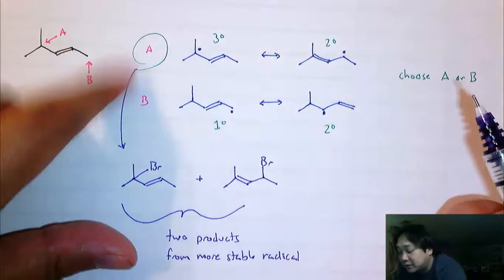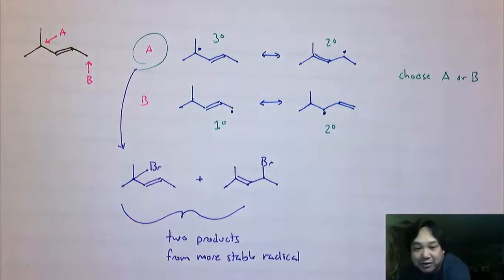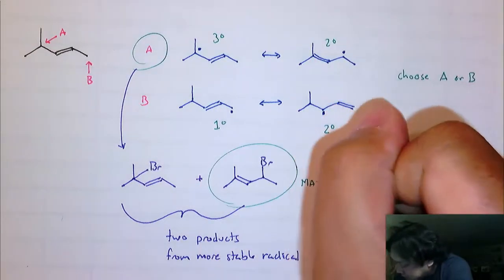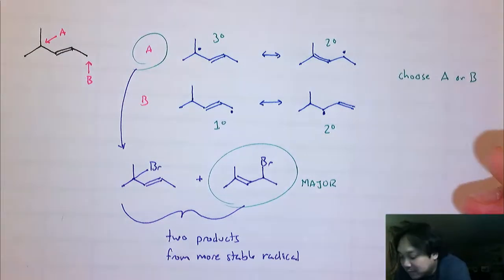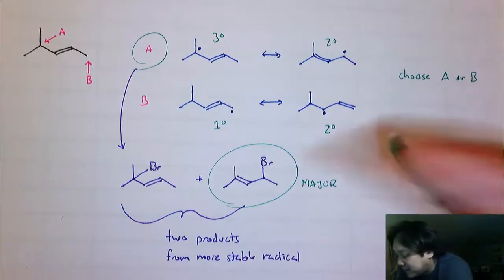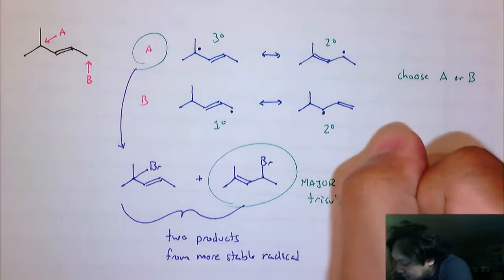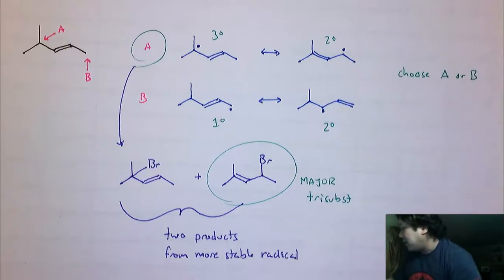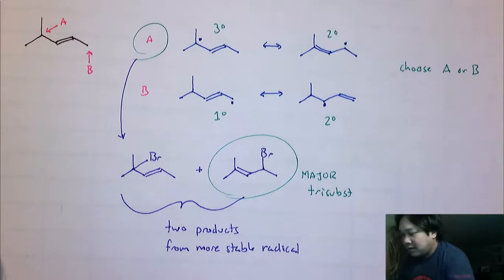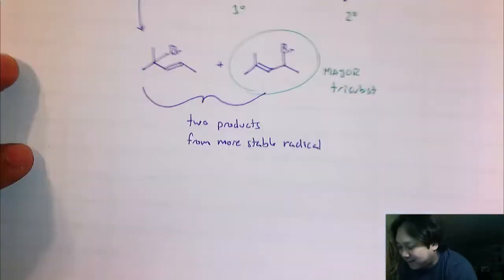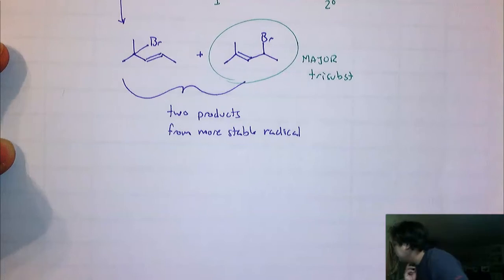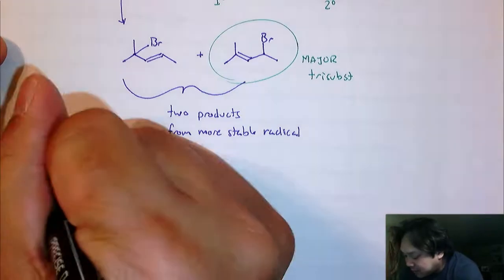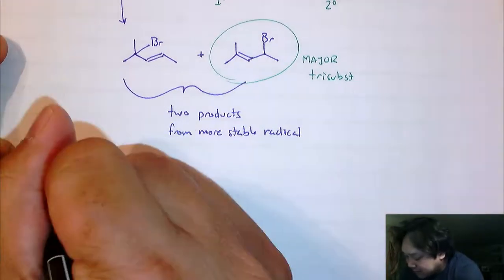And from radical A I get the 2 products. Which one is the major product? This one's the major product because it's more substituted double bond, more substituted alkene, and specifically it's tri-substituted. I'm not going to do this example with you because I do want to at least introduce the mechanism, but I'm not going to get through all of it.